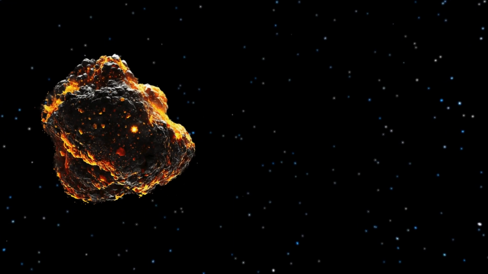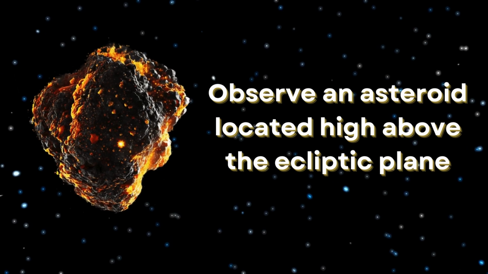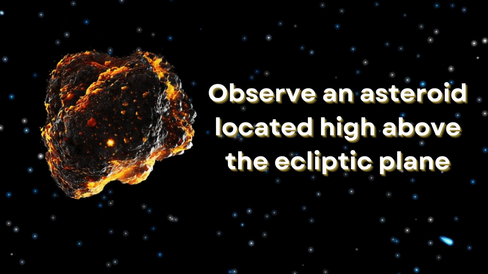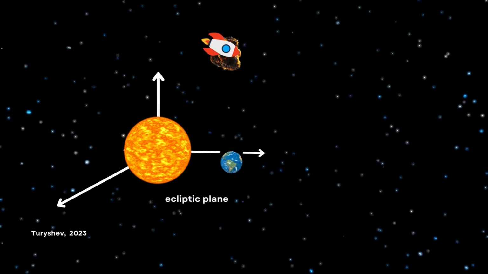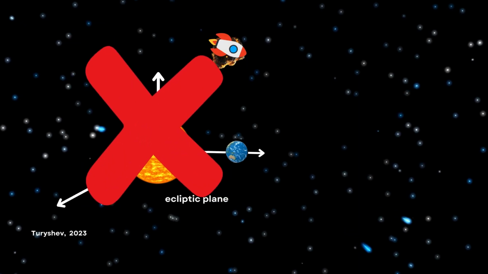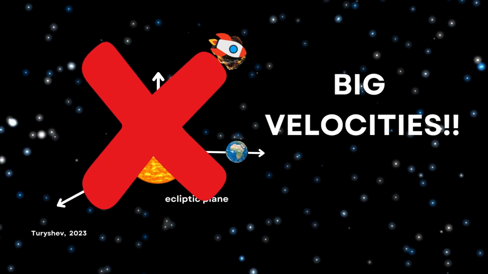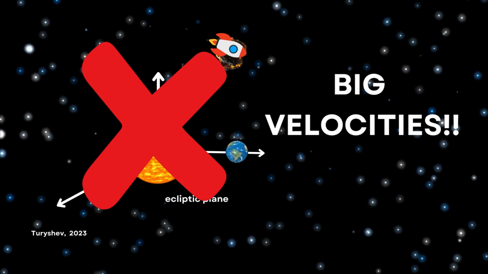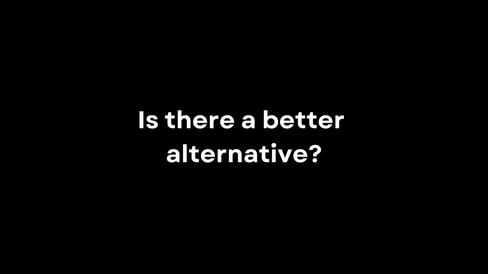Suppose we want to observe and monitor the activity of an asteroid located above the ecliptic plane of the Sun. To do that, we can send a spacecraft to the asteroid's location. However, a spacecraft that is powered mainly by chemical thrust is not that useful, as the velocity needed to reach the asteroid is so high that a large amount of fuel is needed. So, is there a better alternative?